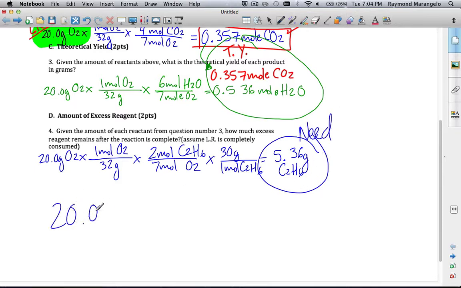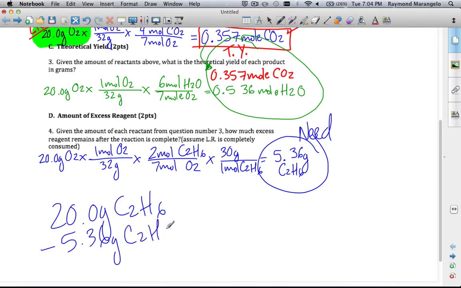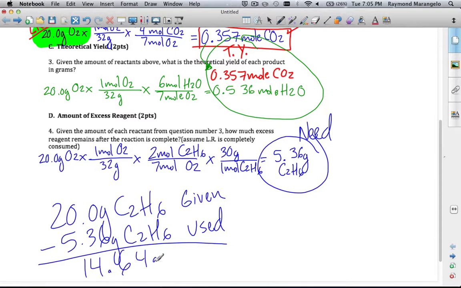So then 20 grams of C2H6 minus the 5.36 grams of the C2H6. This is how much I was given here. This is how much I used or I needed. And I take that difference. And my answer then is 14 point, oh, sorry, hit the wrong button there. 14.64 grams of C2H6 in excess or left over. That's how much I'll have left over.